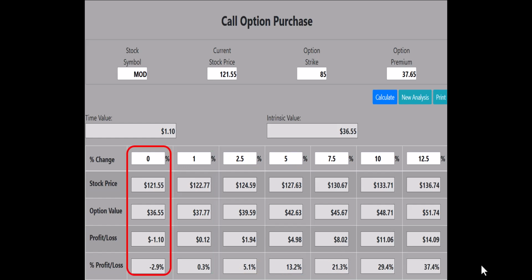And notice that if the MOD stock price does not make the expected move up and remains flat at expiration, the 85 call would only lose minus 2.9% or minus $110 compared to the minus 84.8% or minus $865 loss for the 120 strike call that we looked at earlier.